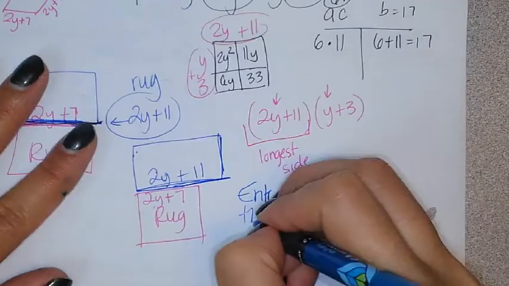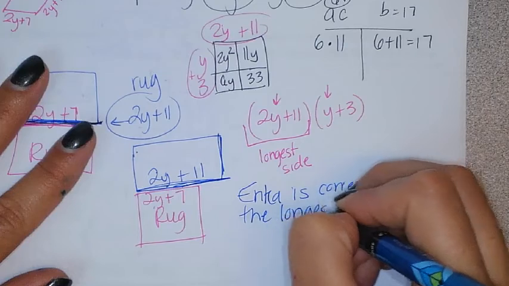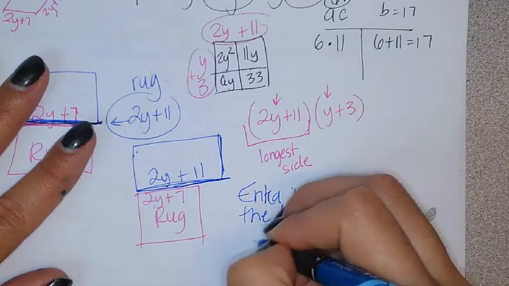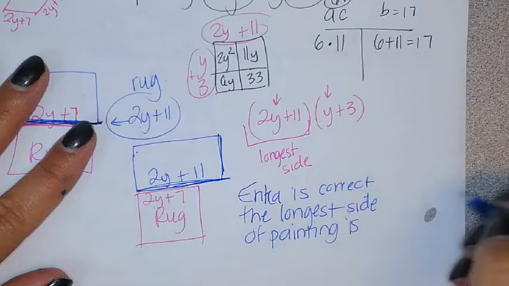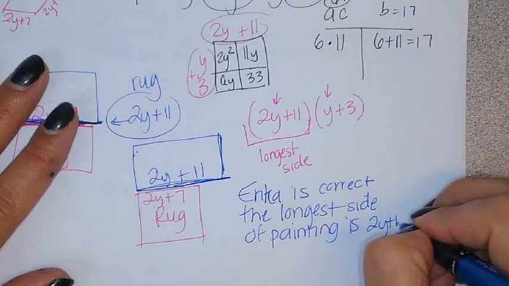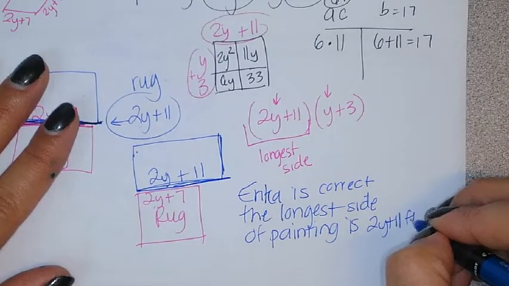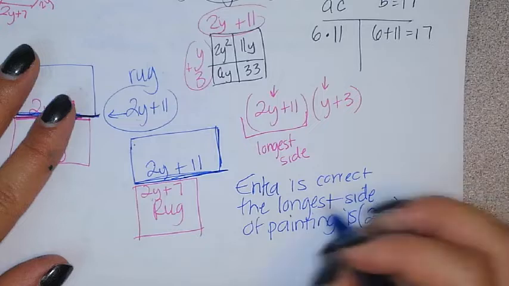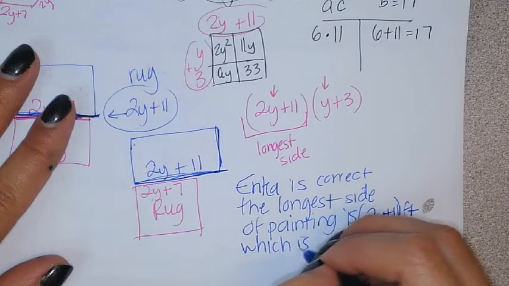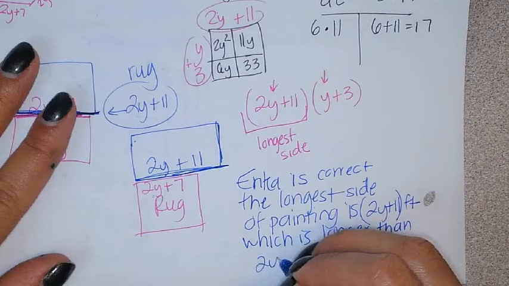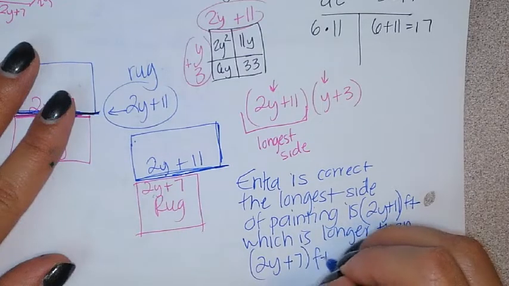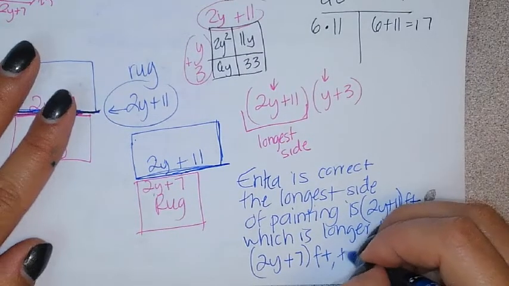The longest side of the painting is 2y plus 11 feet, which is longer than 2y plus 7 feet, the length of the rug.